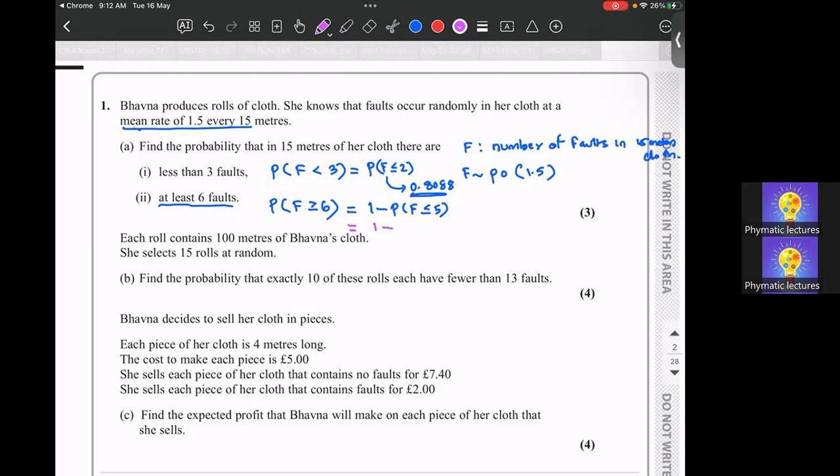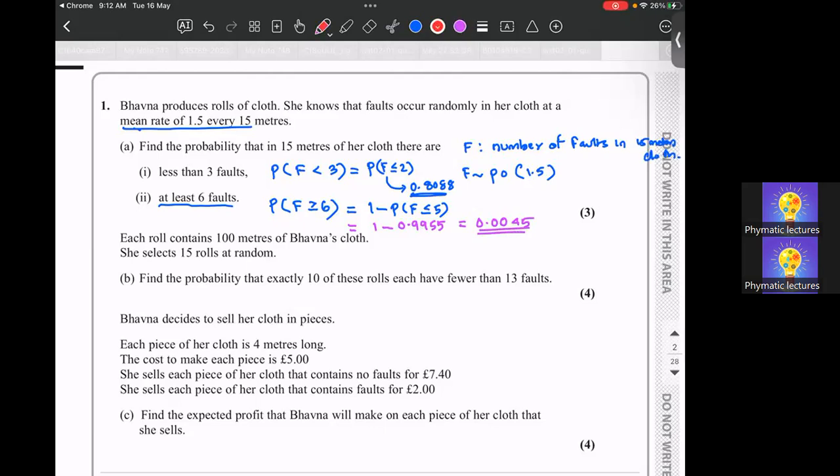So that is 1 minus 0.9955. If you substitute this value, you will get 0.0045. So that is the answer for this question.